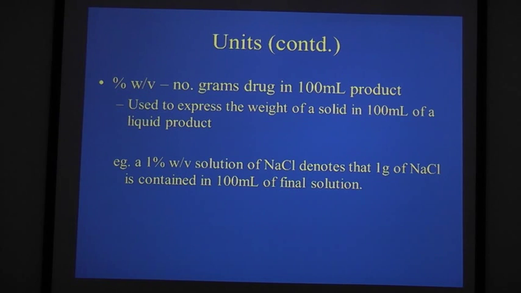Percentage weight to volume is the number of grams of drug in 100 mils. It's used to express the weight of a solid in 100 mils of a liquid product. So a 1% weight to volume solution of sodium chloride means that you've got 1 gram of sodium chloride in 100 mils of final solution. So it's 1 gram of the drug in the 100 mils of final solution.